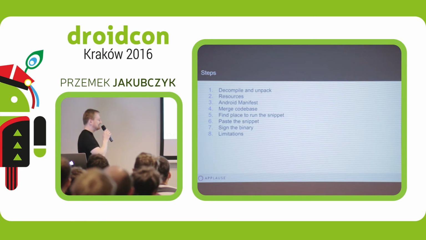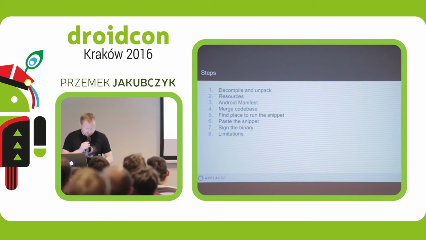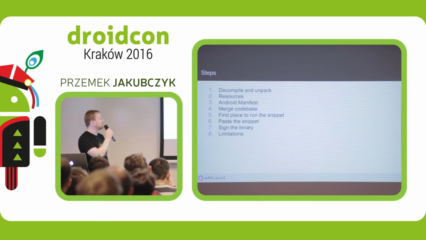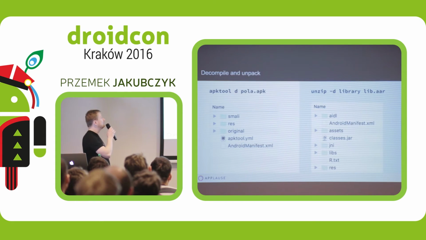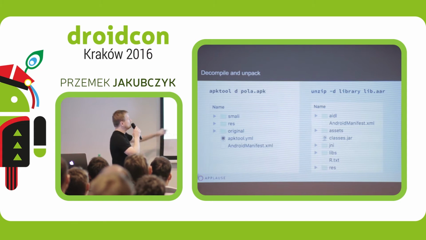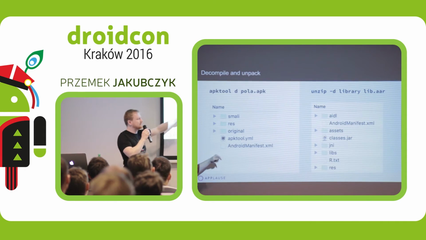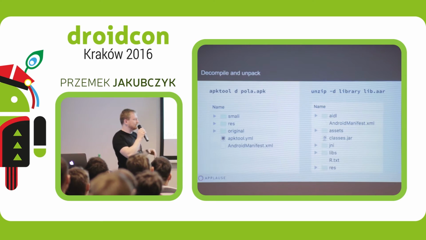So the agenda for the presentation looks like this. It has 8 steps, actually 7. Some of them are very easy, some a bit more complicated. All right, first step: decompile and unpack. We have this Pola APK, and I just run APK tool to decompile the Pola application. This is the output from APK tool. Here are the source code and the resources and other stuff which are bundled within the APK.